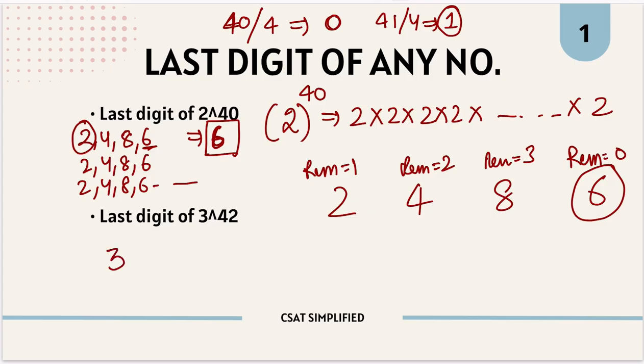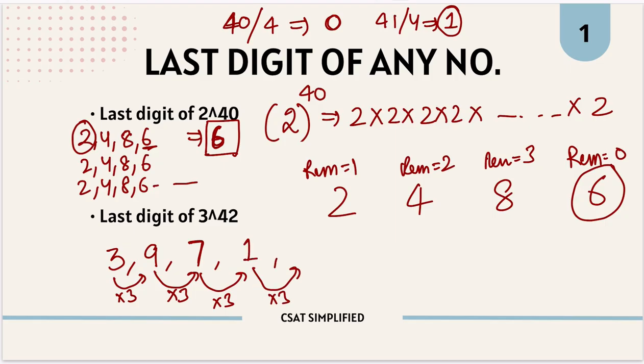3 raised to power 1 is 3. 3 raised to power 2 is 9. How did I check? 3, multiply this by 3, so 9. Next number, multiply this number by 3. 9 times 3 is 27. I'm only going to pick 7. Next, this multiplied by 3, 7 times 3 is 21, but I am only going to pick 1. So again multiply by 3, I am left with 3, 9, 7, 1, 3, 9, 7, 1, and so on.